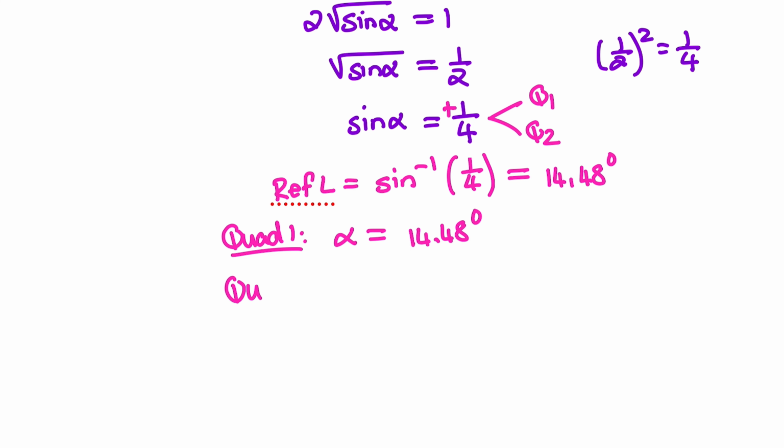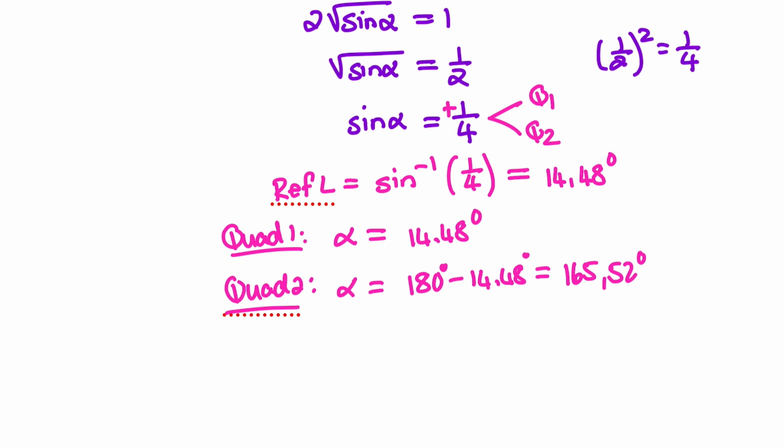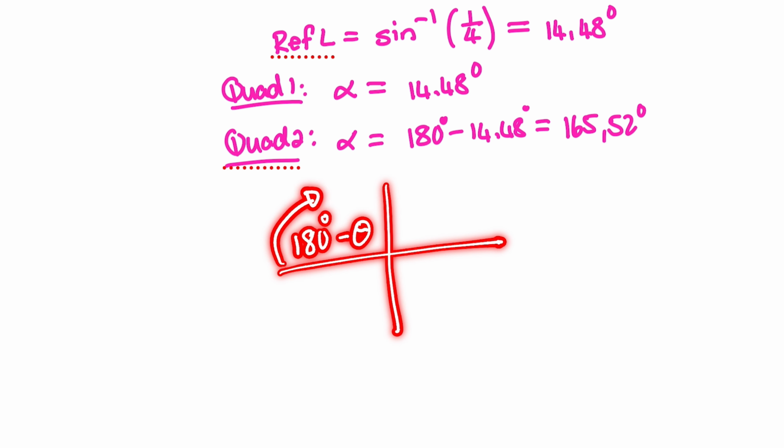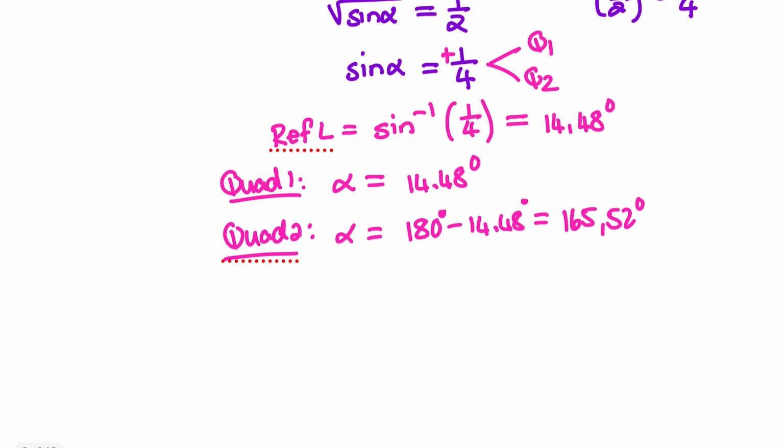And for quadrant 2, we have alpha is equal to 180 degrees minus the reference angle, and that is 165.52 degrees. The reason why we say 180 minus is that if I have my Cartesian plane, we know that the second quadrant can be represented as 180 degrees minus theta, or a reference angle. And this comes from the reduction formula. That's our final 2 values for alpha. We do not need to consider quadrant 3 or quadrant 4 because sine would be negative in those quadrants.